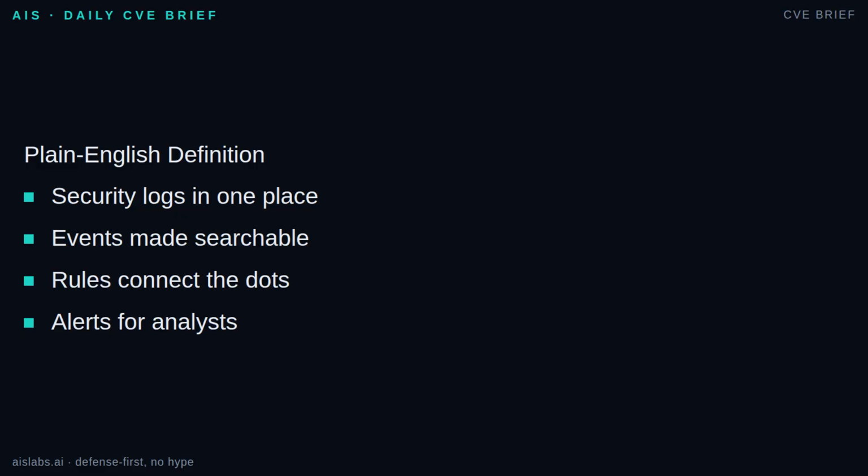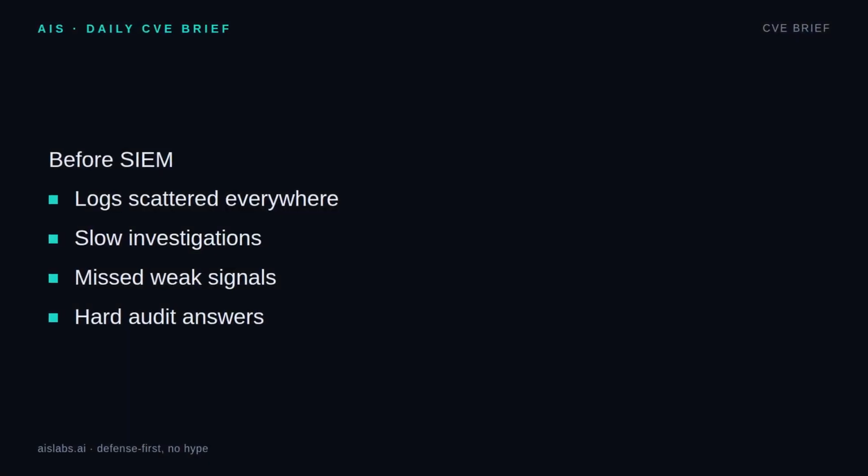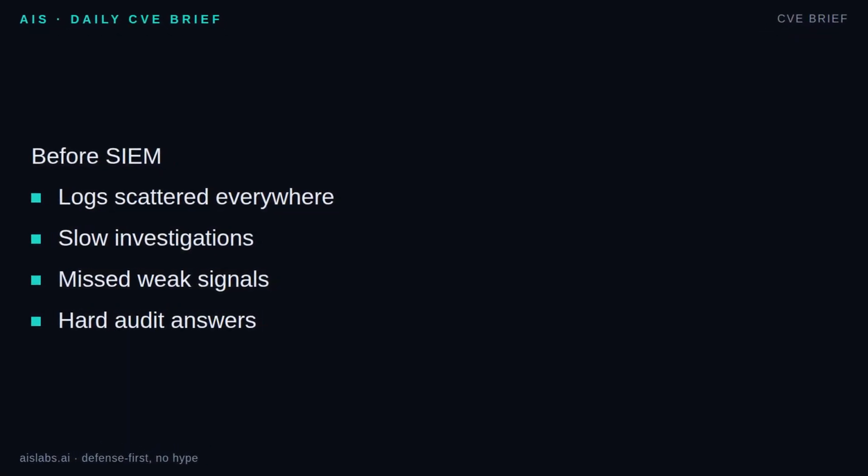A NIST-style way to think about it is this: a SIEM gathers event data, supports analysis, correlates related activity, and helps generate alerts for response. It is not a robot security team. It is a visibility and detection platform. A beginner can remember it this way: SIEM collects the evidence, connects related signals, and tells analysts what may need investigation.